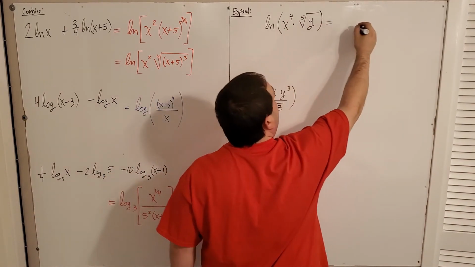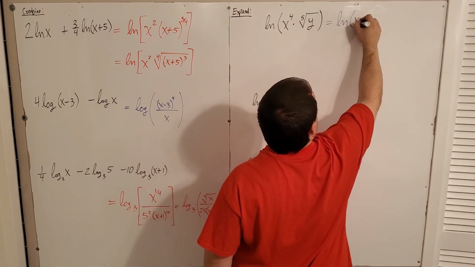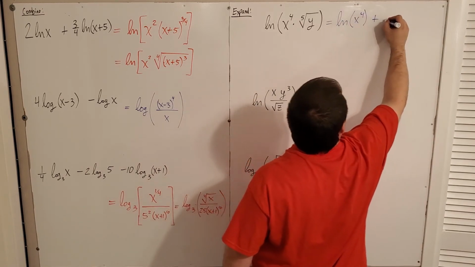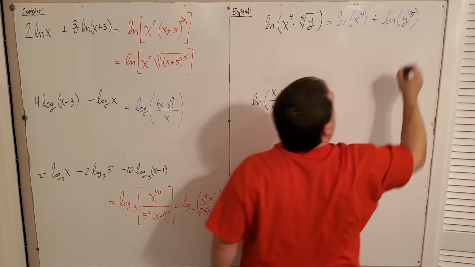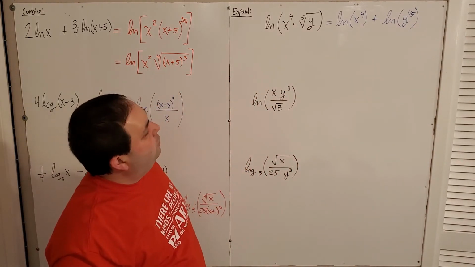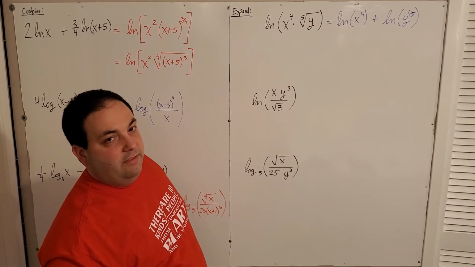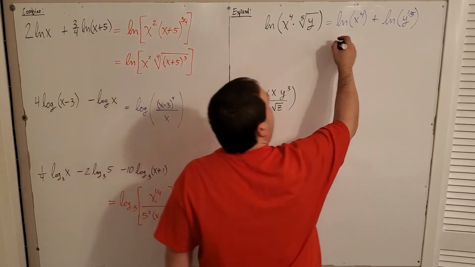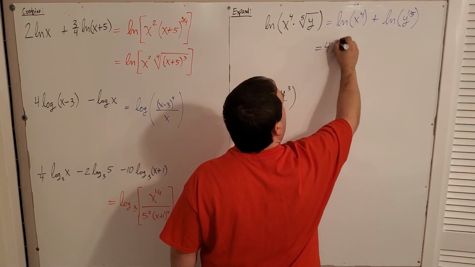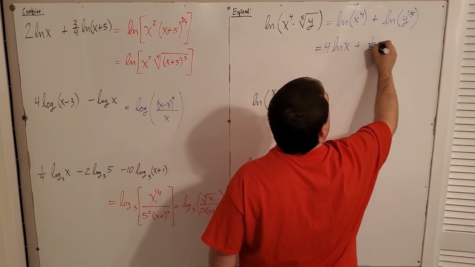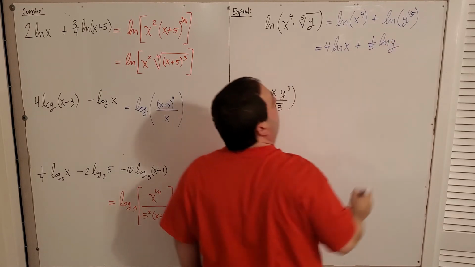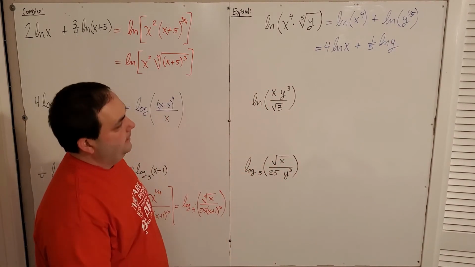Okay? So first, I notice the multiplication, no denominator. So I'm going to have two logarithms. And I rewrote the radical as an exponent. Instead of the 5th root of y, it's y to the 1/5. So then I finish up. I have 4 ln of x plus 1/5 ln of y.